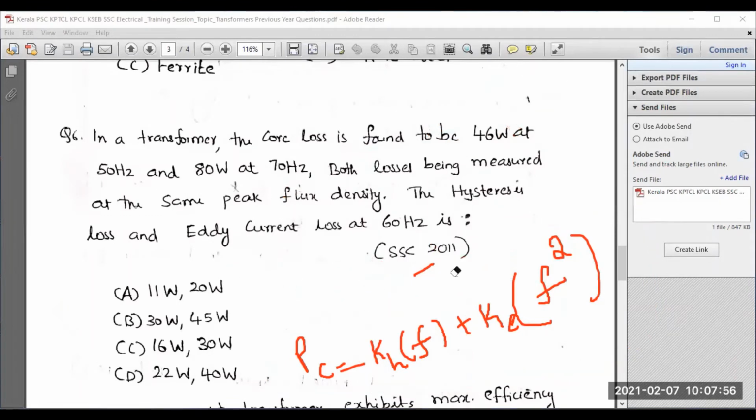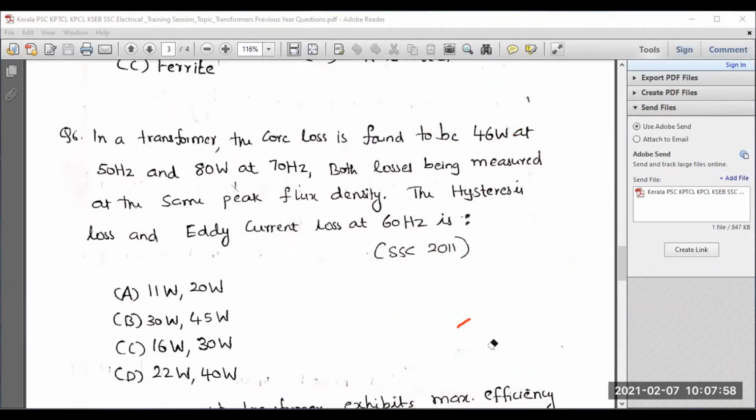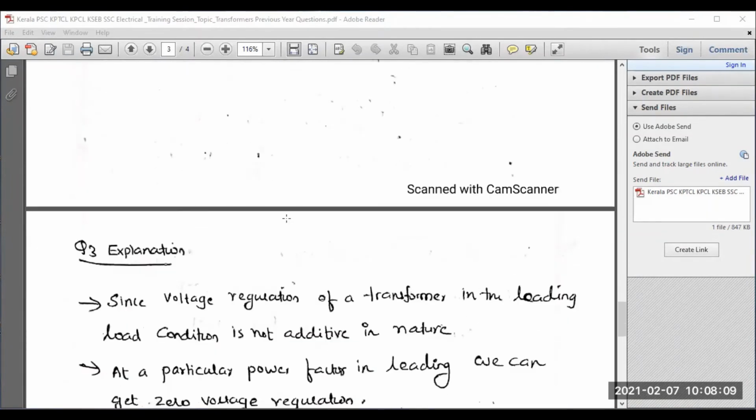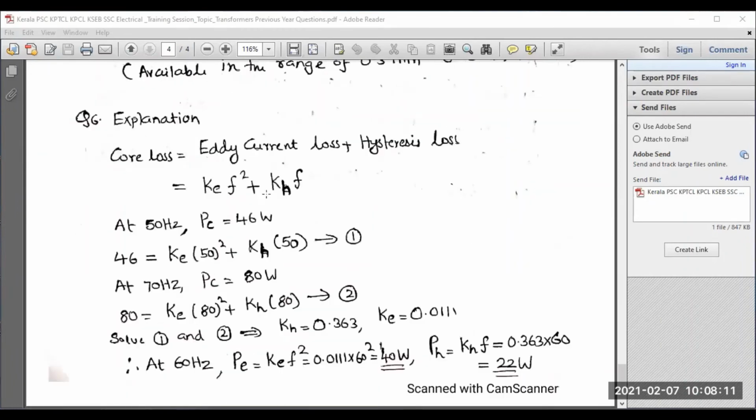Now let me solve this. Two equations you have to formulate. The first condition: the core loss is found to be 46 watts at 50 hertz. Similarly, 80 watts at 70 hertz. So two equations you have to make. Two variables, two equations. So I'll show you how to solve this.